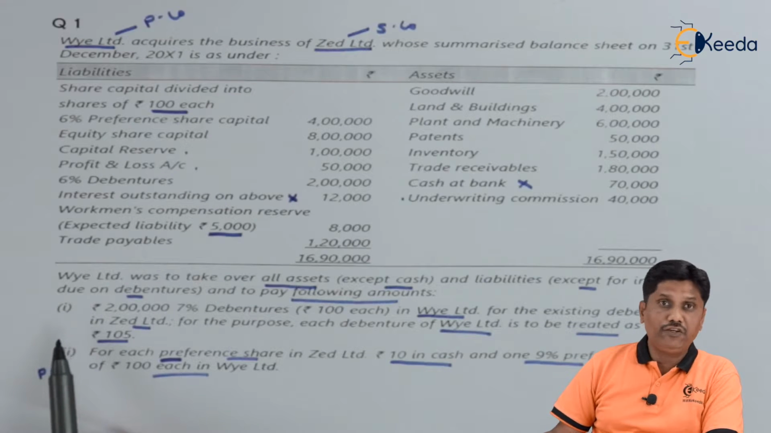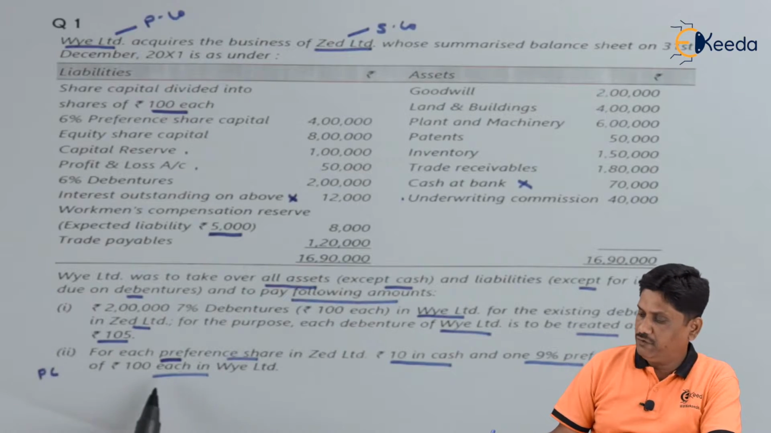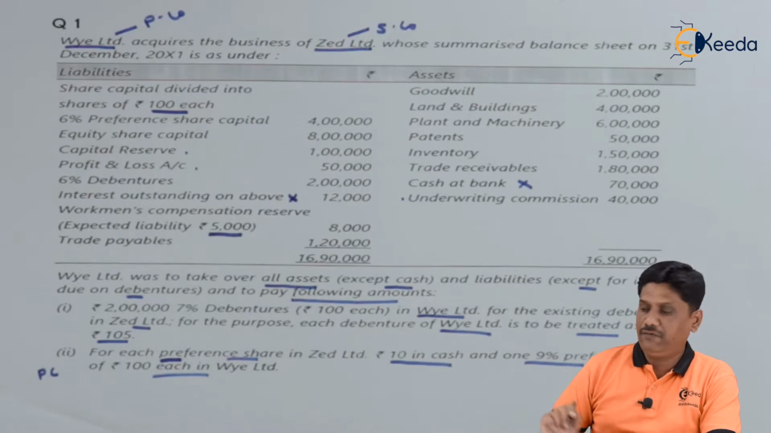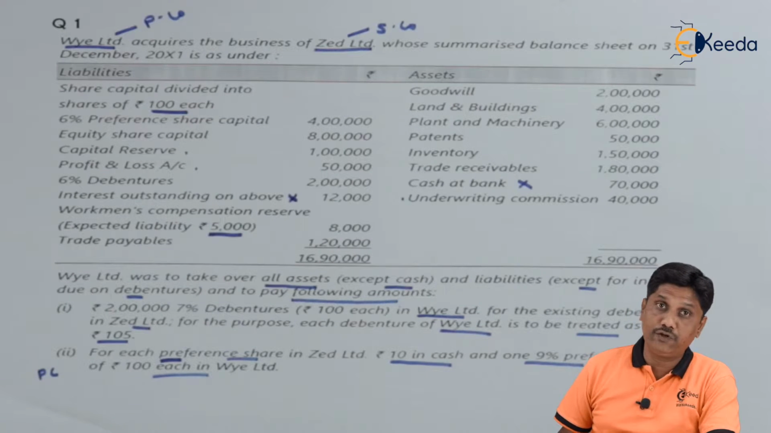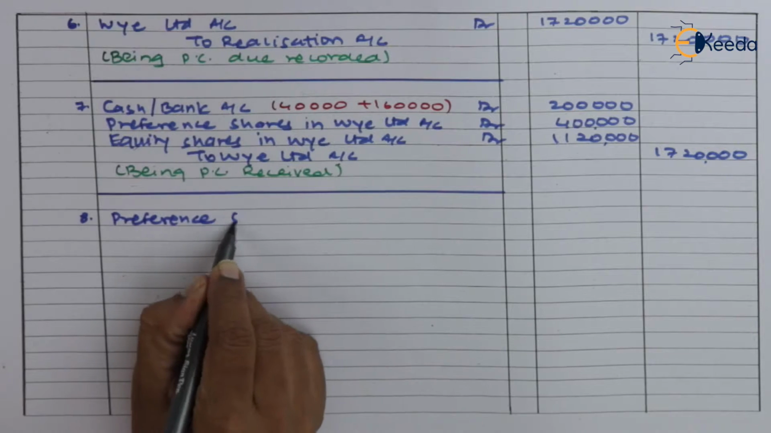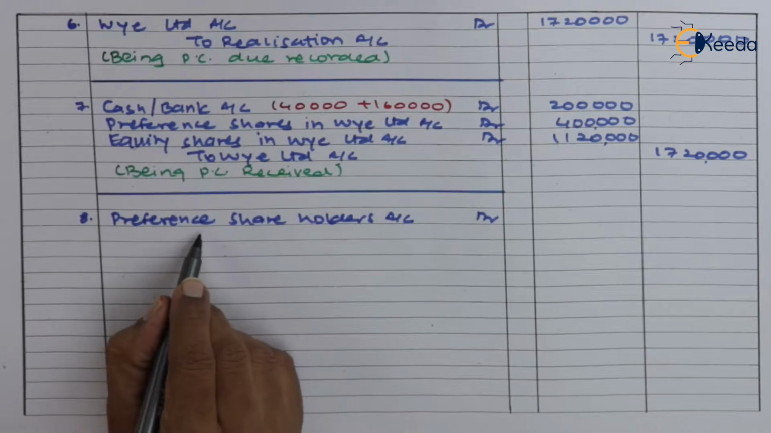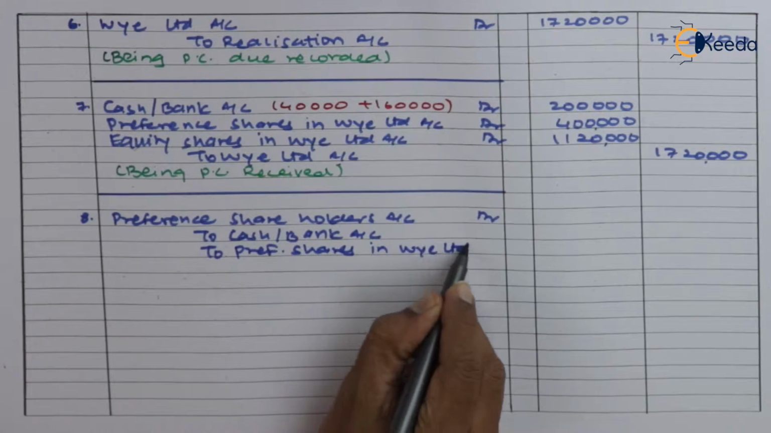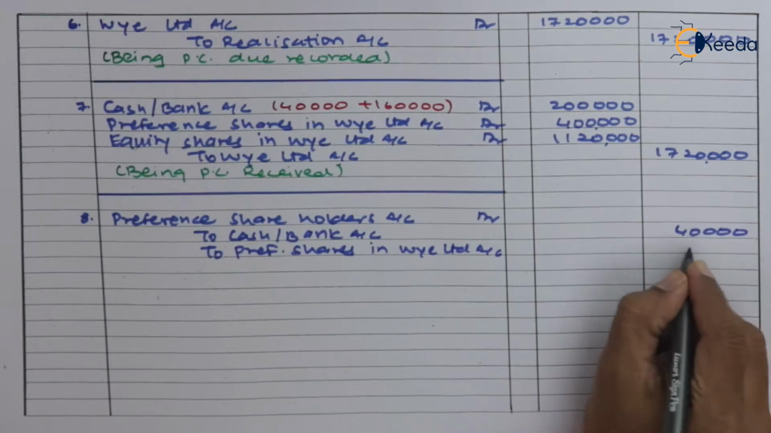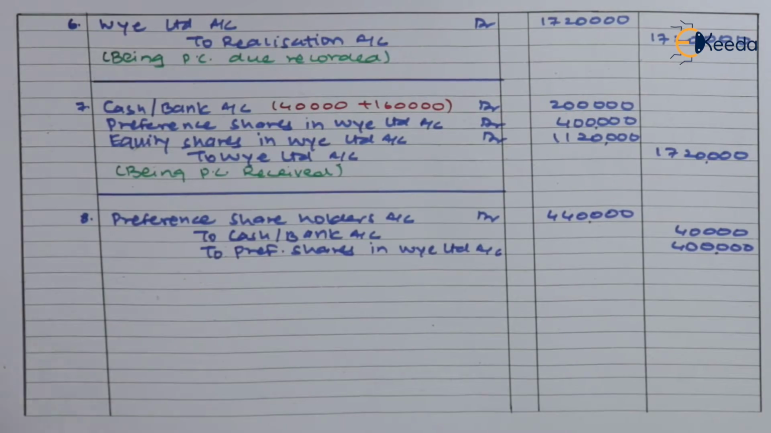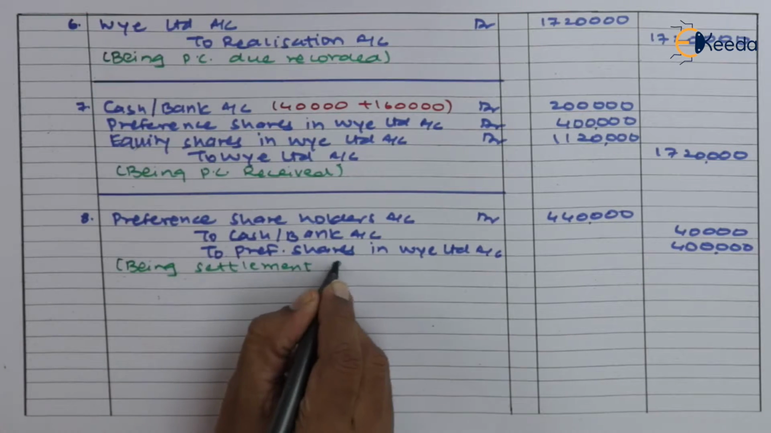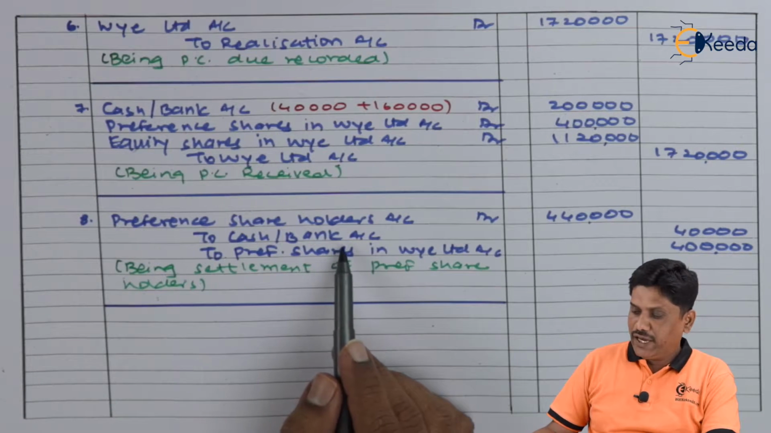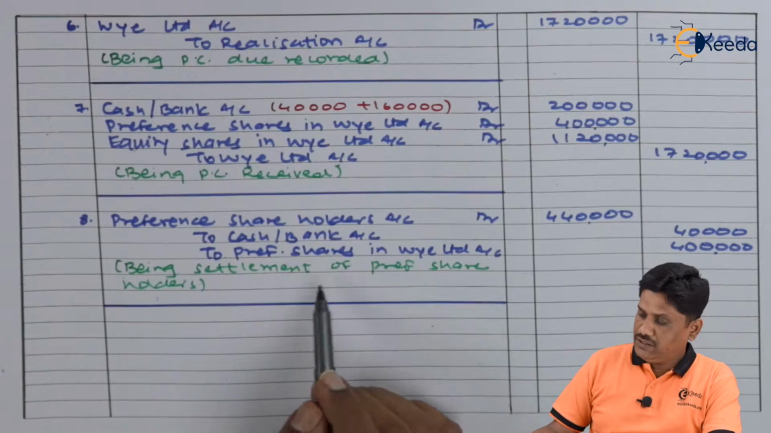Point number 1 says that they have discharged debenture holders. For this we will not pass any entry, but for preference holders, whatever we got, we will give it to the preference shareholders. So our entry will be preference shareholder account debit to this mode of payment account as per your net payment. Friends, our entry is preference shareholder account debit to cash or bank and to preference shares in Y Limited account, being settlement of preference shareholder.